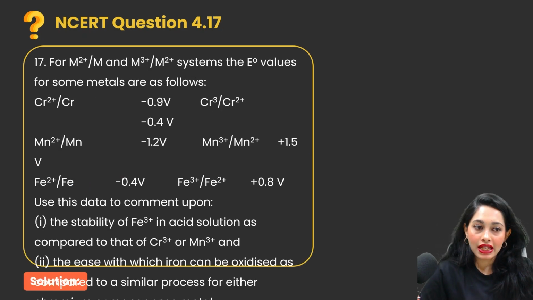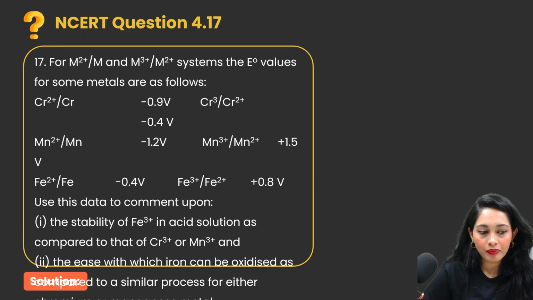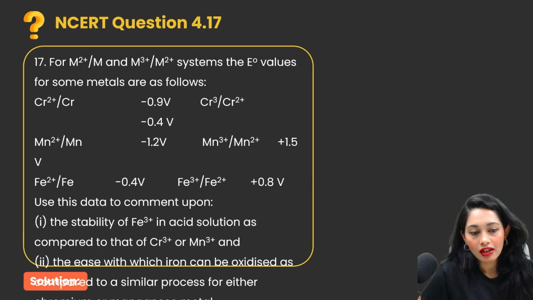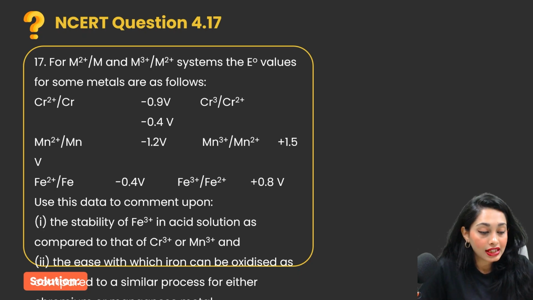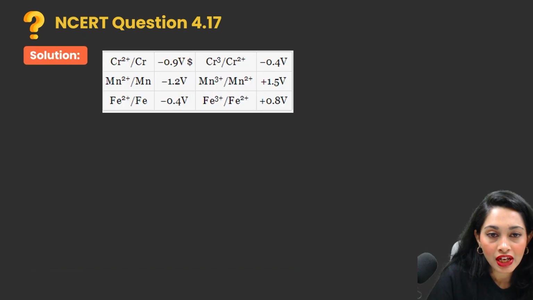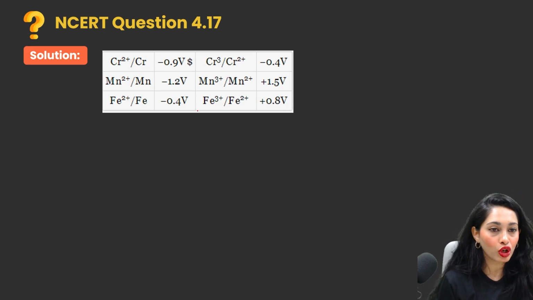For M2 plus M and M3 plus M2 plus systems, the standard electrode potential values are given here. Using this data, we have to comment on the stability of Fe3 plus in acid solutions as compared to that of chromium 3 plus and manganese 3 plus, and also the ease with which iron can be oxidized as compared to a similar process for either chromium or manganese metal. I have given you the data here properly.